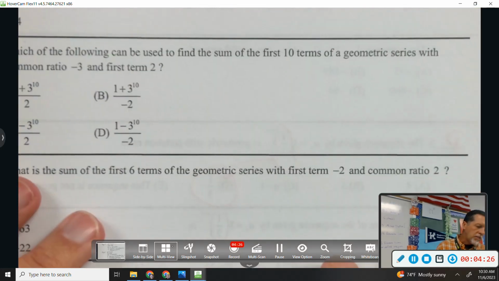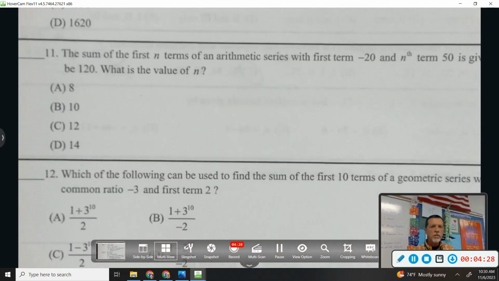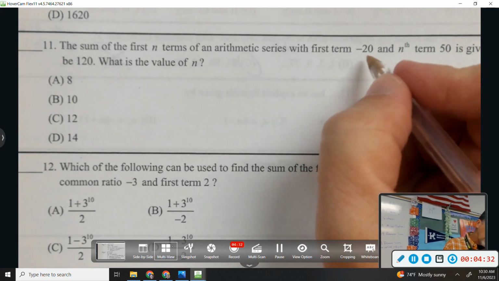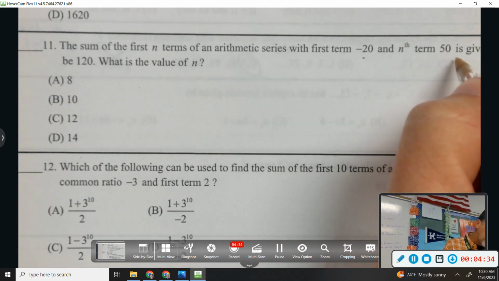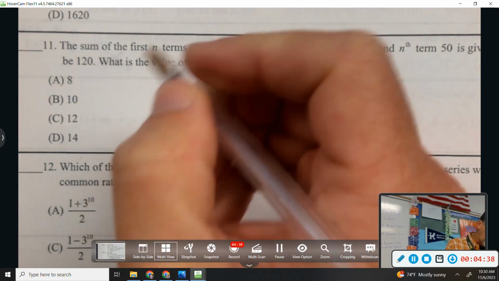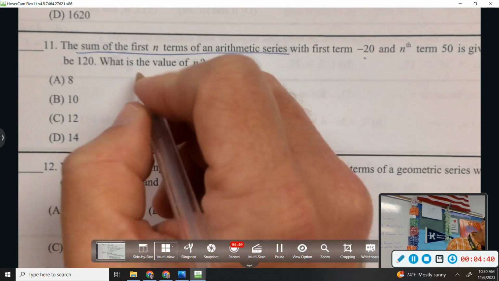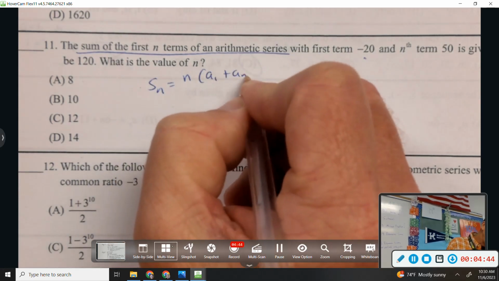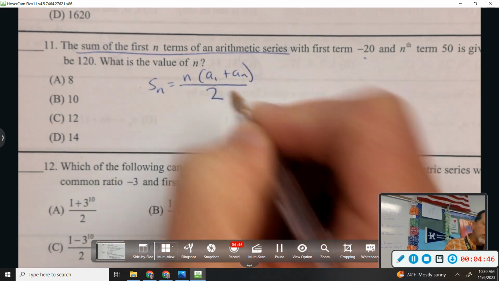Number 11. The sum of the first n terms of an arithmetic series with first term negative 20 and nth term 50 is given to be 120. What is the value of n? Okay, that's a lot of words. The sum of an arithmetic series is n times a1 plus an over 2.